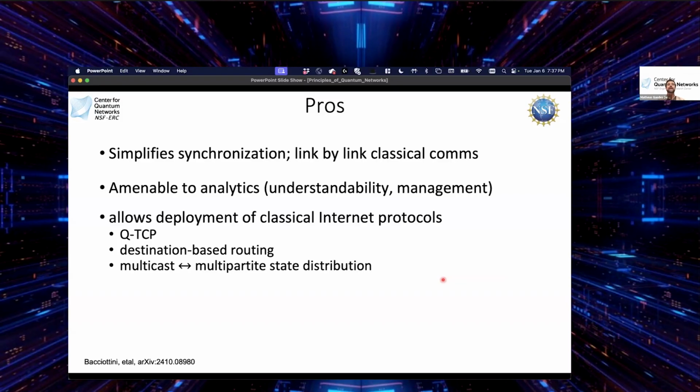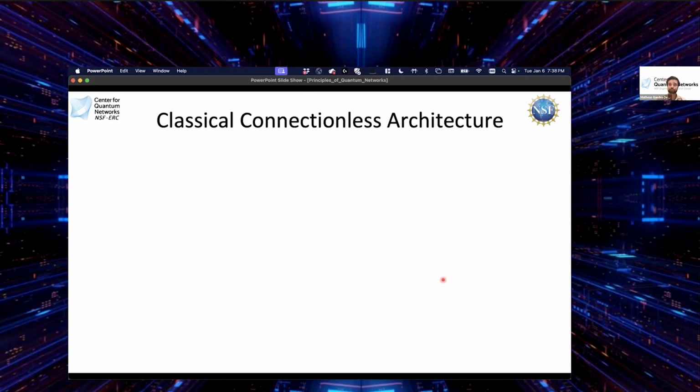approaches. It also allows deploying classical internet protocols that have also been developed for a while now, such as coming up with a quantum version of the Transmission Control Protocol, QTCP. It allows us to do destination-based routing in the same way that we use IP in the classical internet. We can even use a protocol like multicast that deals with multi-user communication in quantum by defining multipartite state distribution among user groups.